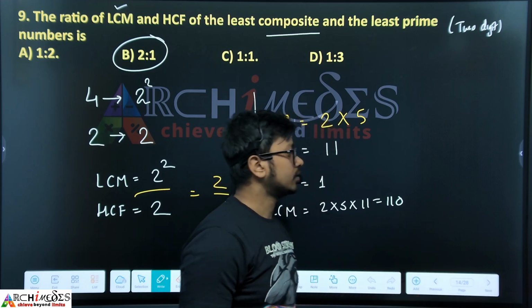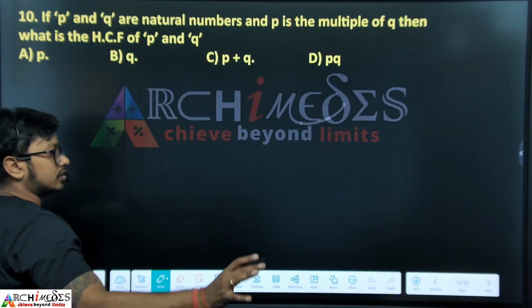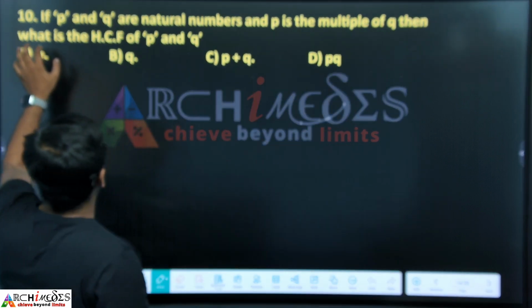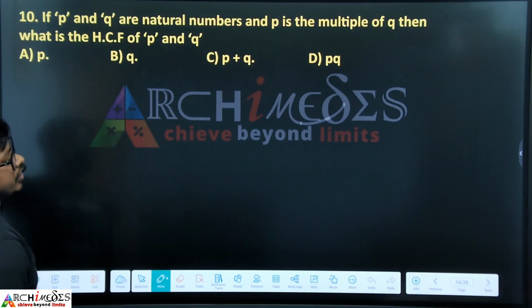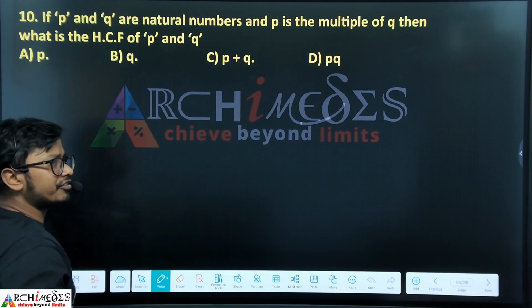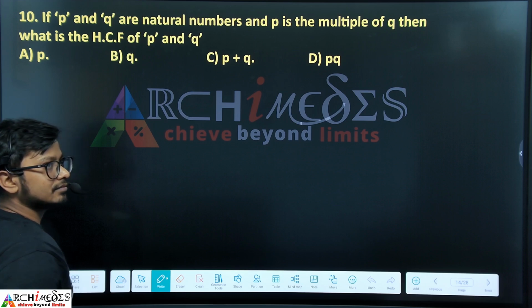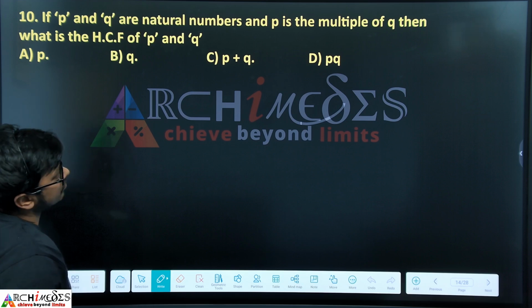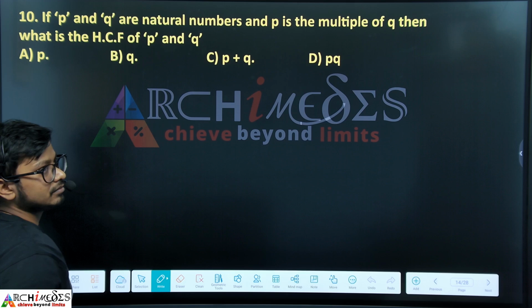Now look, if P and Q are natural numbers and P is a multiple of Q, then what is the HCF of P and Q? Quite confusing. It is confusing. Come, let me teach you how to deal with it.